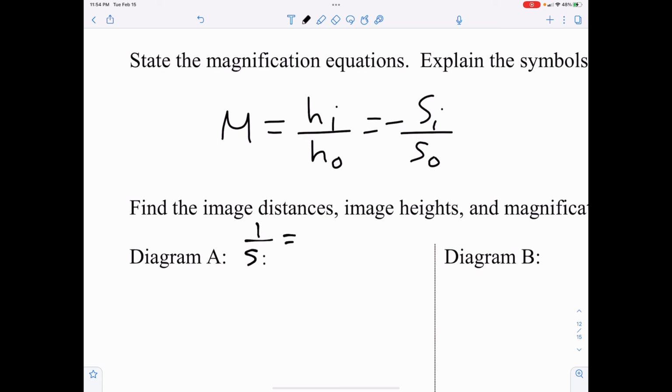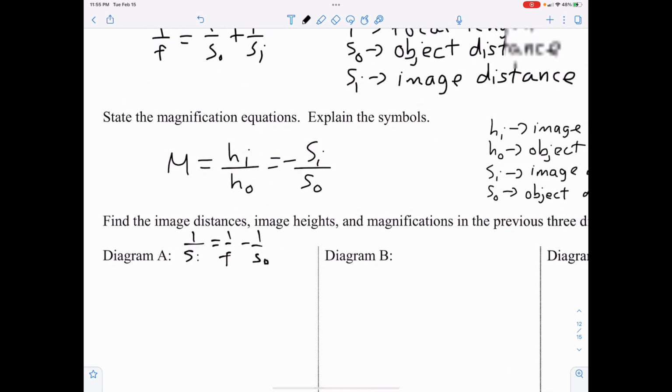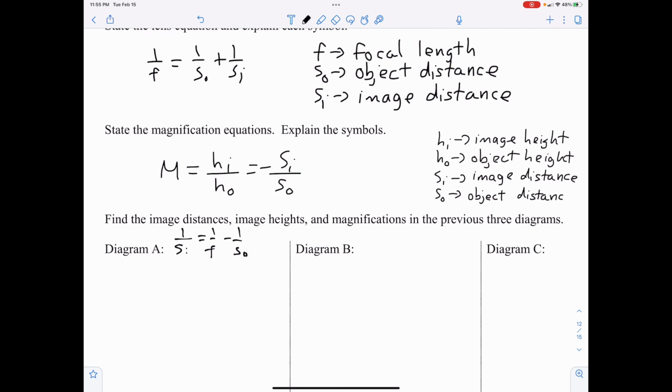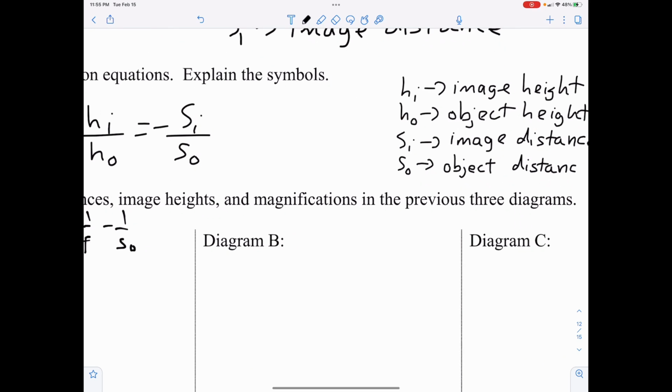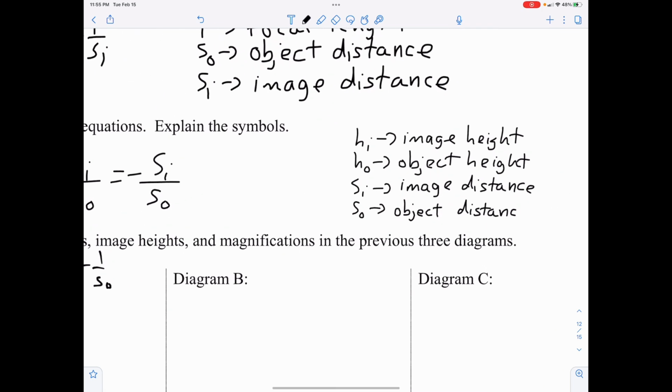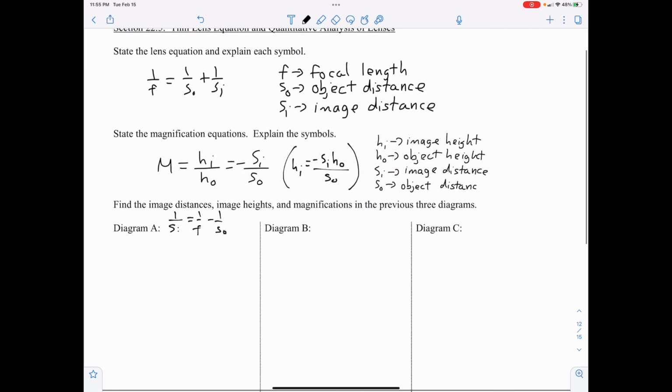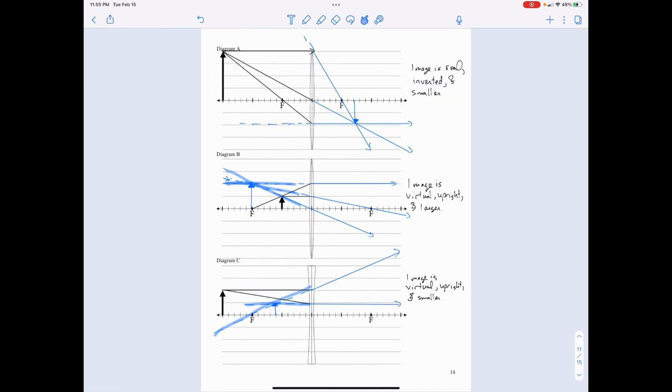We went 1 over SI was 1 over the focal length minus 1 over SO. And to find the height, think about what we did to find the image height. The image height was negative image distance times object height over object distance. Okay, remember we used that. All right, so let's take a look. Diagram A, let's go back and look at diagram A.